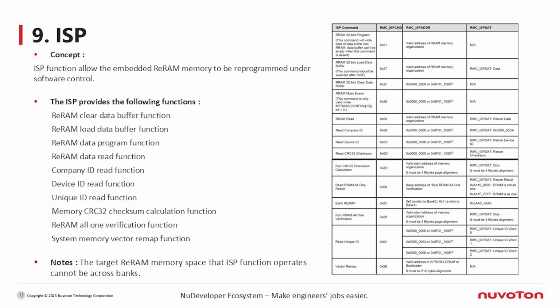7. Unique ID read function. 8. Memory CRC32 checksum calculation function. 9. ReRAM all-one verification function. 10. System memory vector remap function. The specific parameters for each command are shown in the right figure. Note that the target ReRAM memory space that ISP function operates cannot be across banks.